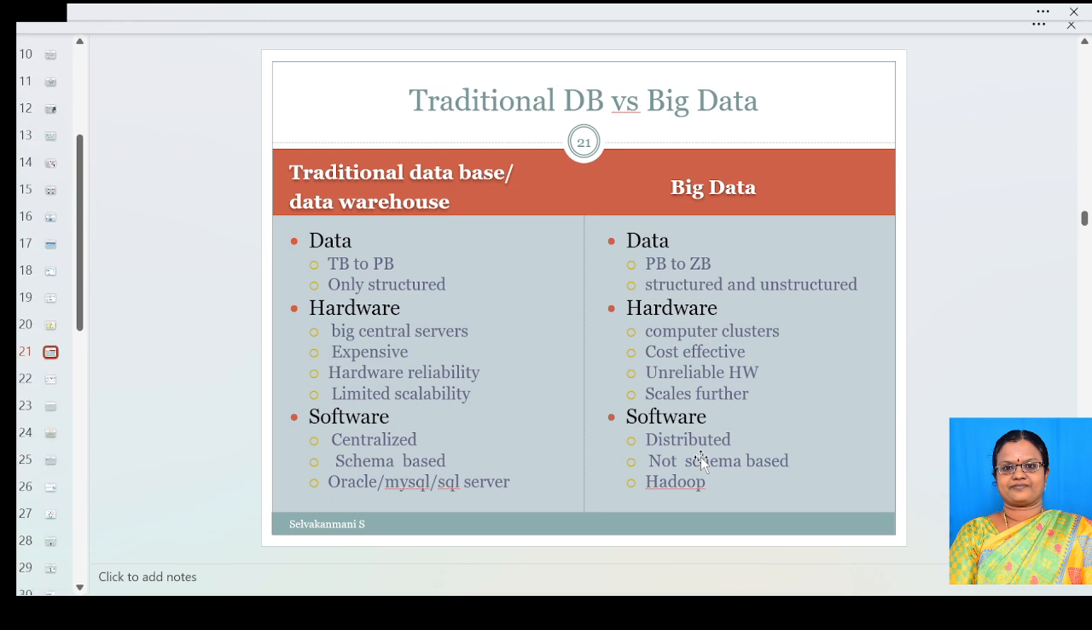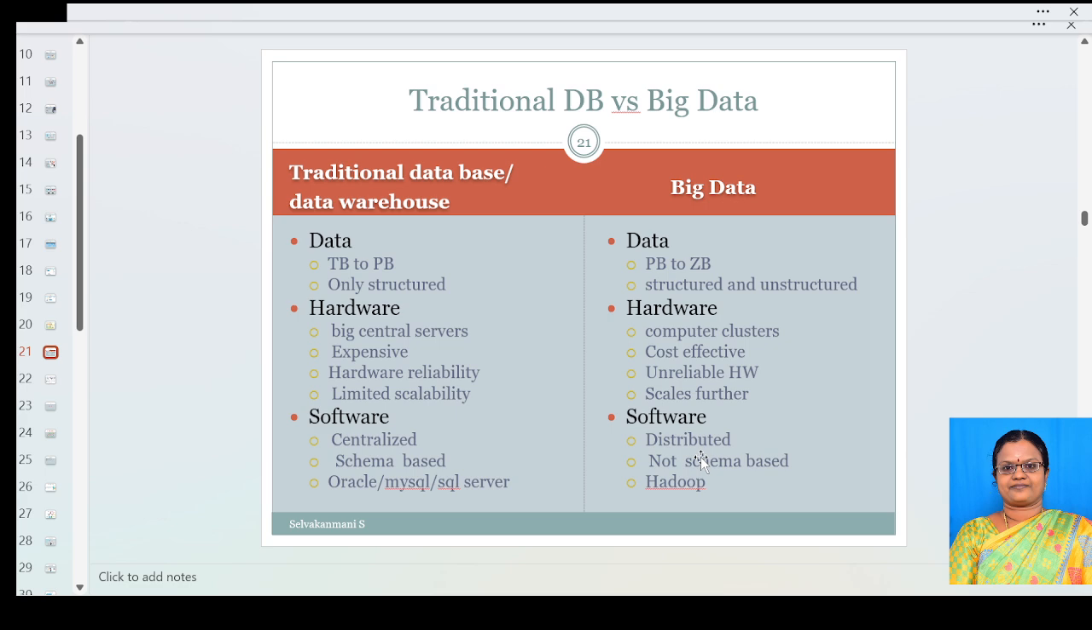So what is the difference between the traditional database and big data? The traditional database, which we can also call a data warehouse, holds data of terabytes to petabytes, and it uses only the structured format. Whereas in big data, we have moved from petabytes to zettabytes now, and structured and unstructured data are also being handled.